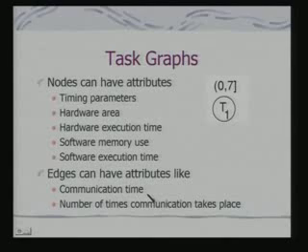Edges also can have attributes like communication time, because if we are thinking in terms of mapping the task to different processors, and if these processors are connected via network, then what would be the communication time? Then the number of times the communication takes place, how many times the communication has to be done. In fact, we can also have with the nodes the number of times a task has to be repeated, because if you remember, we said that this task graph we are modeling as an acyclic graph. So, the repetition of a computation has to be indicated as an attribute for the node.